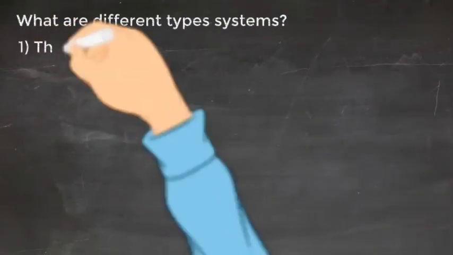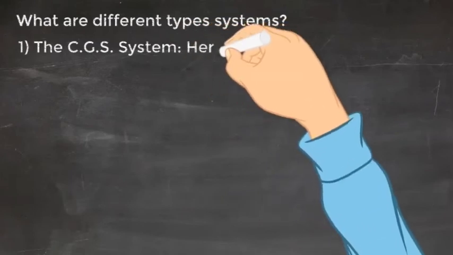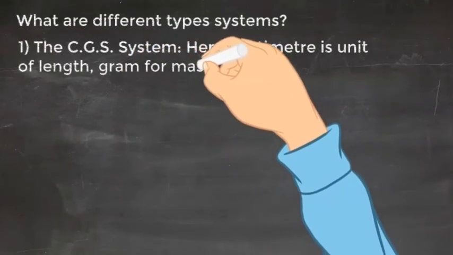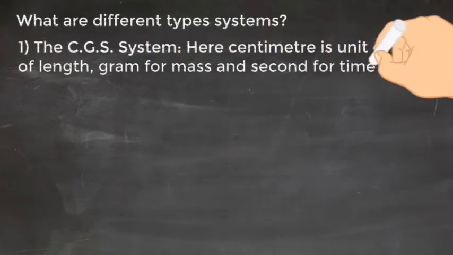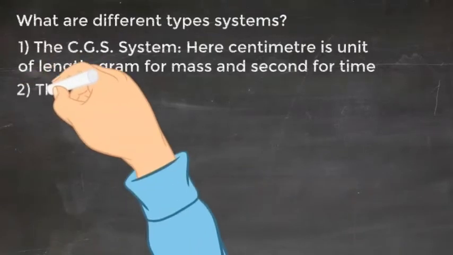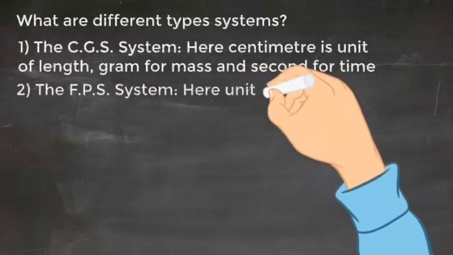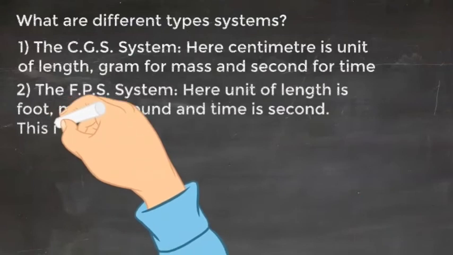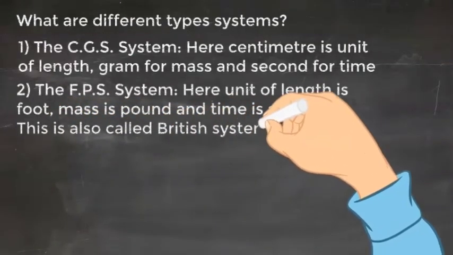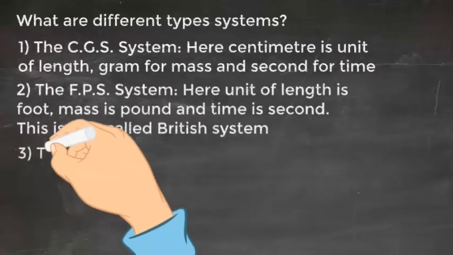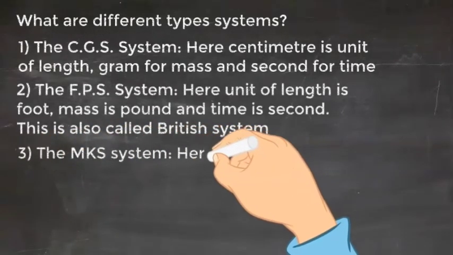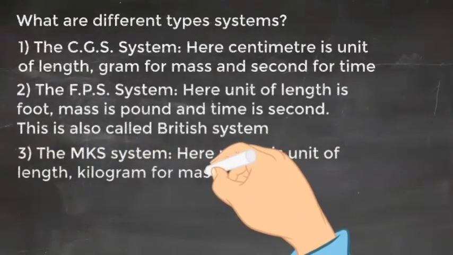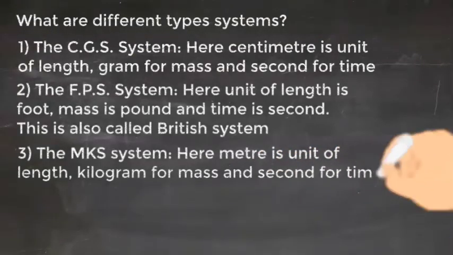What are different types of systems? Number 1, the CGS system. Here, centimeter is unit of length, gram for mass, and second for time. Number 2, the FPS system. Here, unit of length is foot, mass is pound, and time is second. This is also called British system. Number 3, the MKS system. Here, meter is unit of length, kilogram for mass, and second for time.